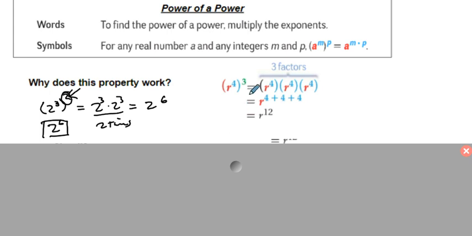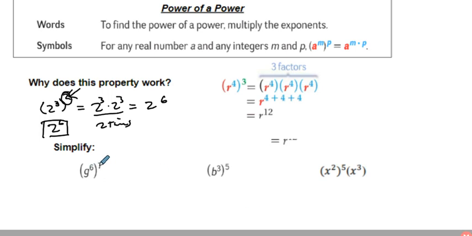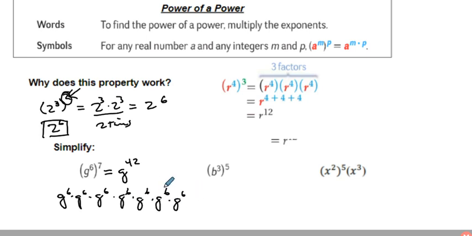All right. So we have the why does this property work, and we show them an example, kind of similar to what I showed you. So that's why it works. When you do these, basically you just multiply your exponents together. So this one is going to be g to the 42nd, because it's basically g to the 6th, 7 times, which is a lot to write out. But once you see it once or twice, you're like, oh, that was a lot of work, I get it. And my g's slowly start to look like 8s. So g to the 42nd power, and this would be b to the 15th.